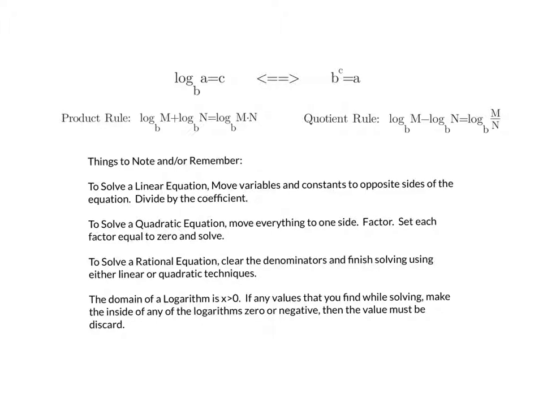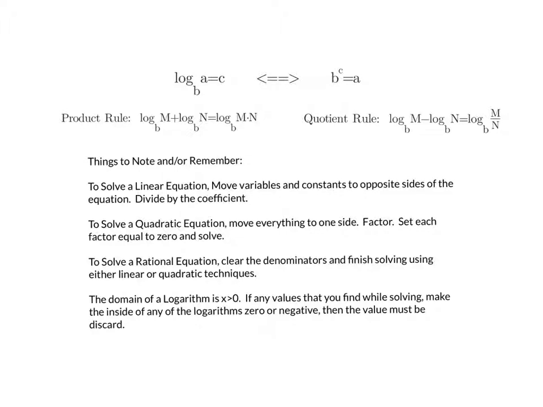We want to remember how to solve a linear equation. In order to solve a linear equation, we want to move variables and constants to opposite sides of the equation, divide by the coefficient. We will also want to remember how to solve quadratic equations. In order to solve a quadratic equation, we want to move everything to one side, factor, set each factor equal to 0, and solve. To solve a rational equation, we want to clear the denominators and finish solving using either linear or quadratic techniques.